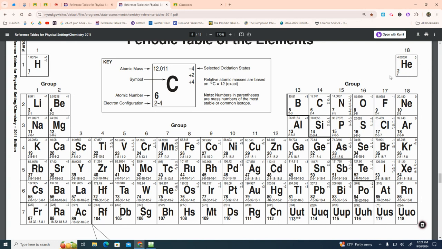Why do you think helium doesn't have 8? It is special, all right. It is in the first period, and that means it's only got 1 ring. And that first ring, what's the maximum number of electrons that you can put in that first ring? 2. So helium can't have 8 because it doesn't have room to hold 8 electrons. It only can hold 2.